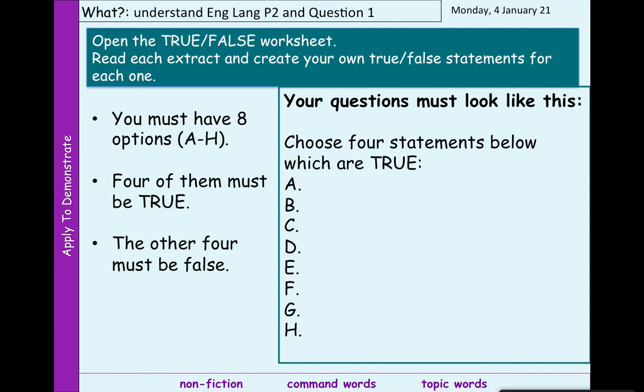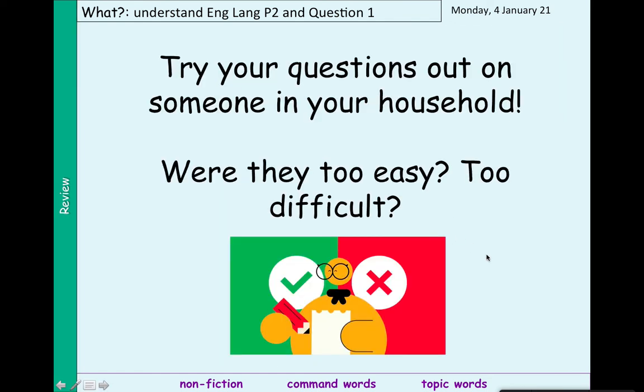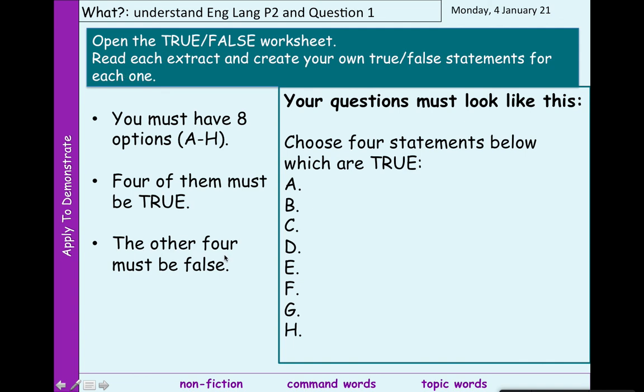So whatever the worksheet is for true or false, open it up and do the task. Remember, you only have 4 true statements, and there's 8 options total. So you'll have to read the extract carefully in order to make those true or false questions work. At the end, if you have created your own true or false statements for each extract, you can try them out on someone in your household. Were your questions too easy, or were they too difficult? And that's just an interesting way to see if you can come up with them yourself. So spend the rest of the time in the lesson reading those extracts carefully and completing the task of either answering the true or false questions that are there or creating your own.